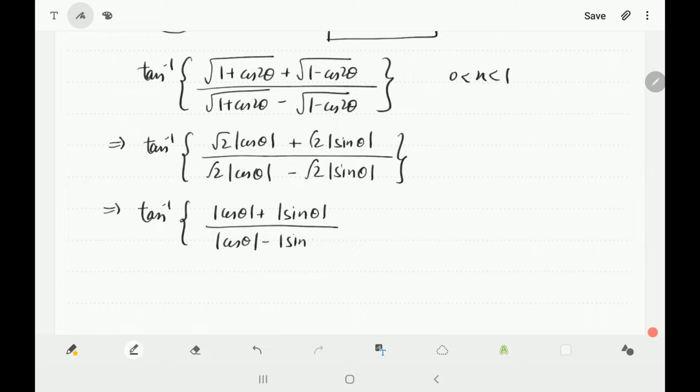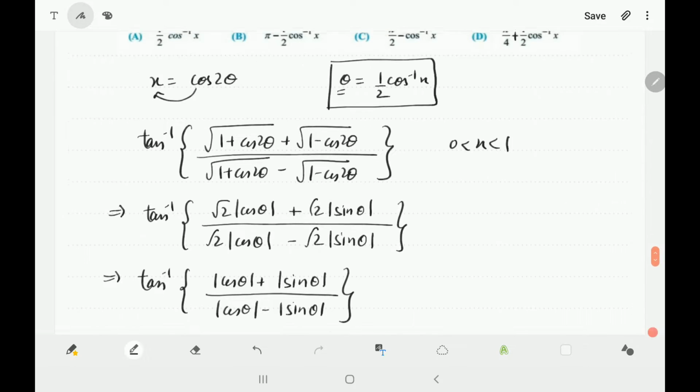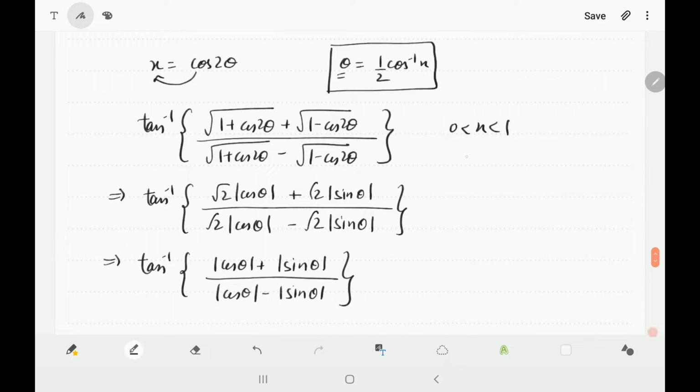Okay, now we need to open these modulus. For that we need the value of theta. So x is from 0 to 1. Cos inverse x is a decreasing graph, so it will change the inequality. So cos inverse x will come from 0 to pi by 2. Okay, you have to multiply it with half. So half cos inverse x will lie between 0 to pi by 4. So we got the interval of theta, which is from 0 to pi by 4.